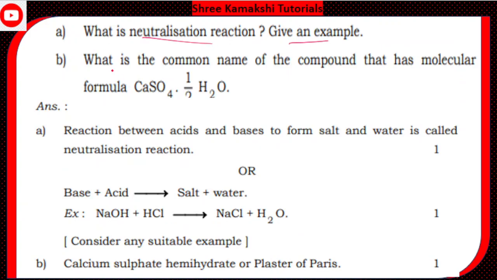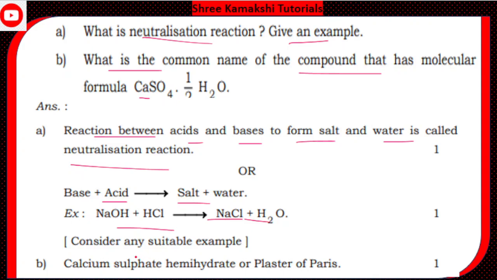Give reason. And the second one is, what is the common name of the compound that has the molecular formula CaSO4 half H2O? What is a neutralization reaction? The reaction between acid and base to form salt and water is called a neutralization reaction. That means acid plus base gives salt plus water. NaOH plus HCl gives NaCl plus H2O.